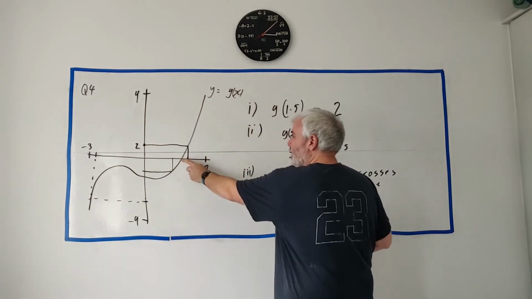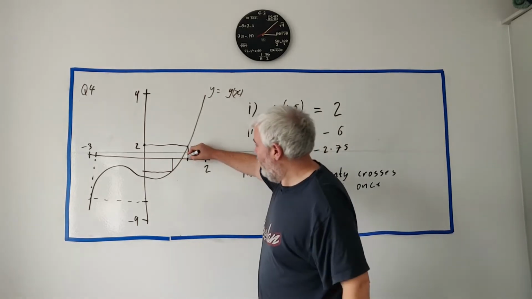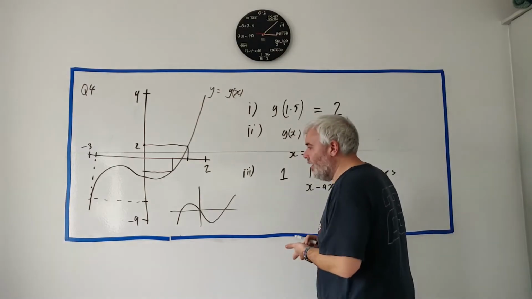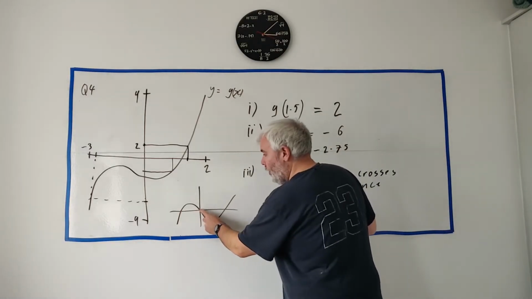Here we go. This is what we call a root. Here, I just draw a quick example. If it looked like this, that would have 3 roots. 1, 2, 3.